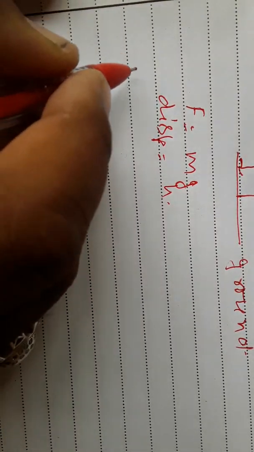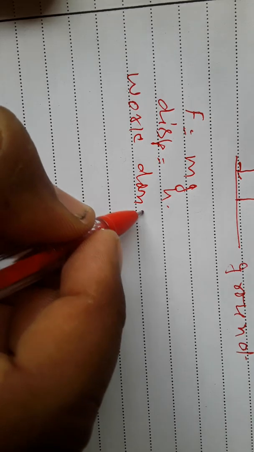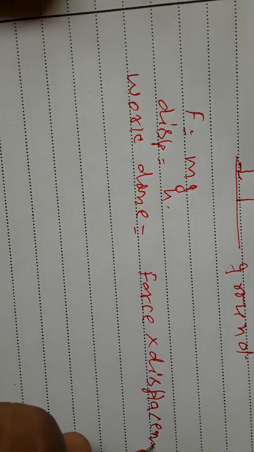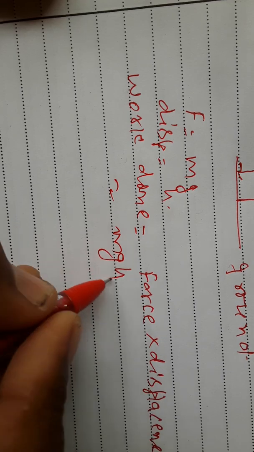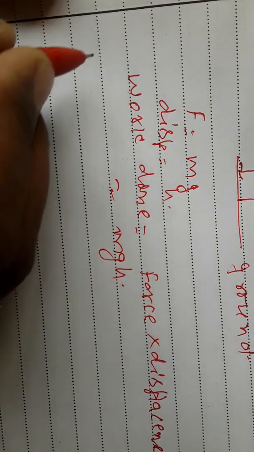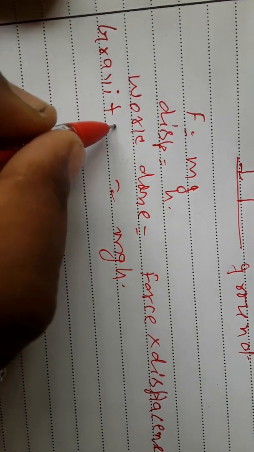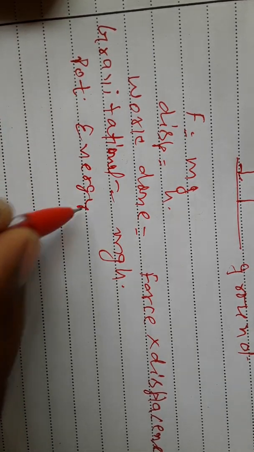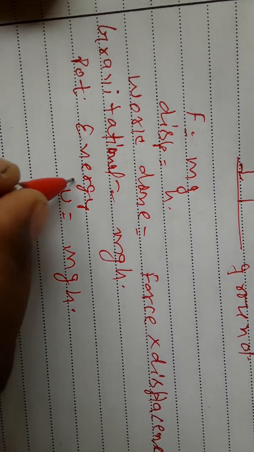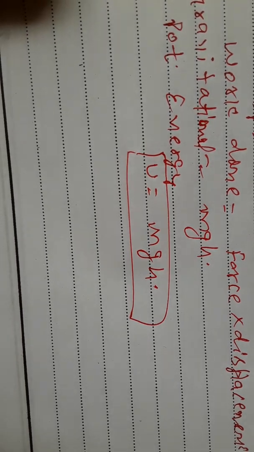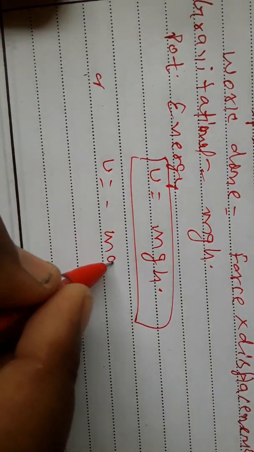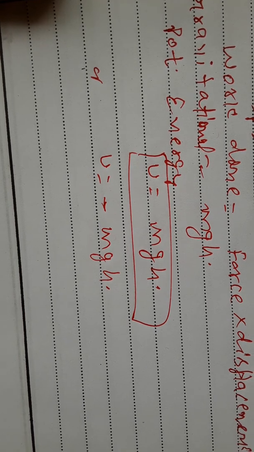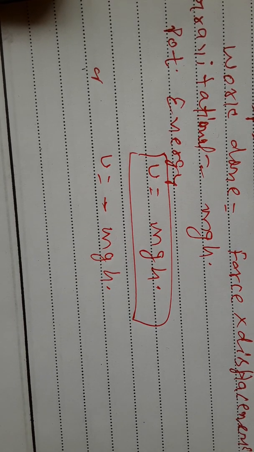So now we can write work done is equal to force into displacement. Force is mg, displacement is h. Here this work done is equal to, we can say, gravitational potential energy. So we can write here U is equal to mgh, or we can write here U is equal to minus mgh. This negative sign shows that work done by the gravitational force is in the opposite direction to the displacement of the object.